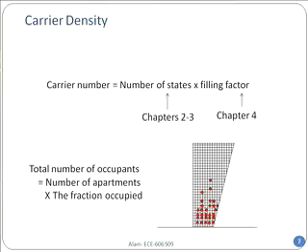Now in solving that problem, this is the outline: we'll first like to calculate how many states I have for electrons to sit, right? That will be chapters 2 and 3 in your book. And then what fraction of them are occupied. Because if I multiply those two, then I will know how many are available for conduction.